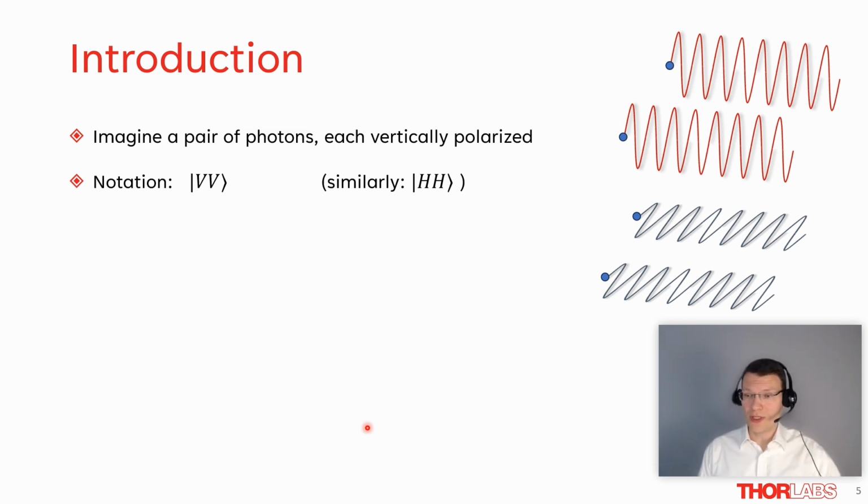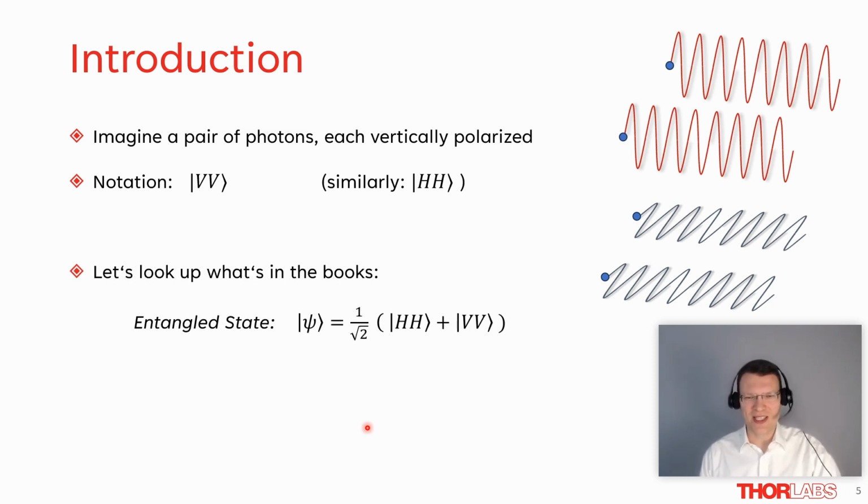Now let's look up what polarization entanglement is all about. So you open a textbook and what you see is this. So you have HH plus VV and some kind of normalization. Now, if you're anything like me, that doesn't really help you much in terms of understanding what's happening. So rather than going through this mathematical representation in too much detail, I would much rather show you how this entangled state is prepared in real life and what that implies.